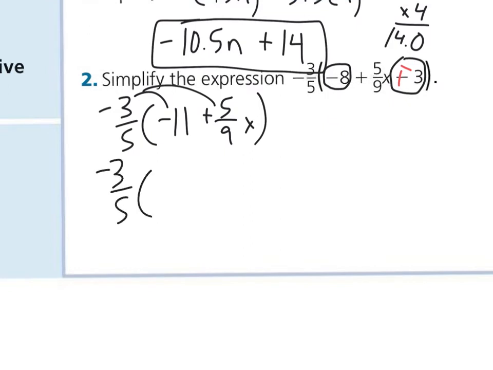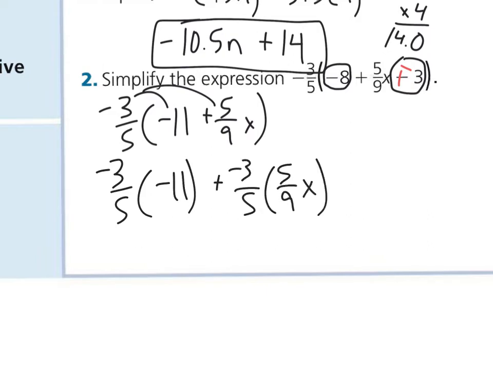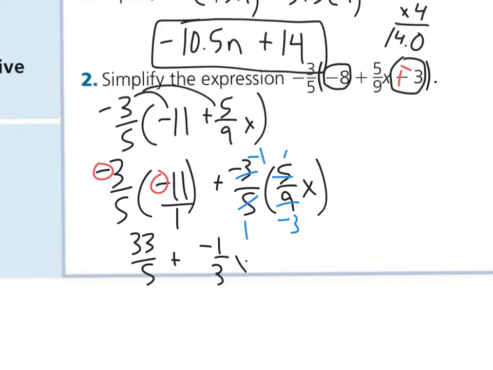So then we're multiplying negative 3/5 by both of these. So negative times negative would be a positive. This would be 33/5. And then the second one, if you want to do some reducing here, you can. That would be negative 1/3 x.